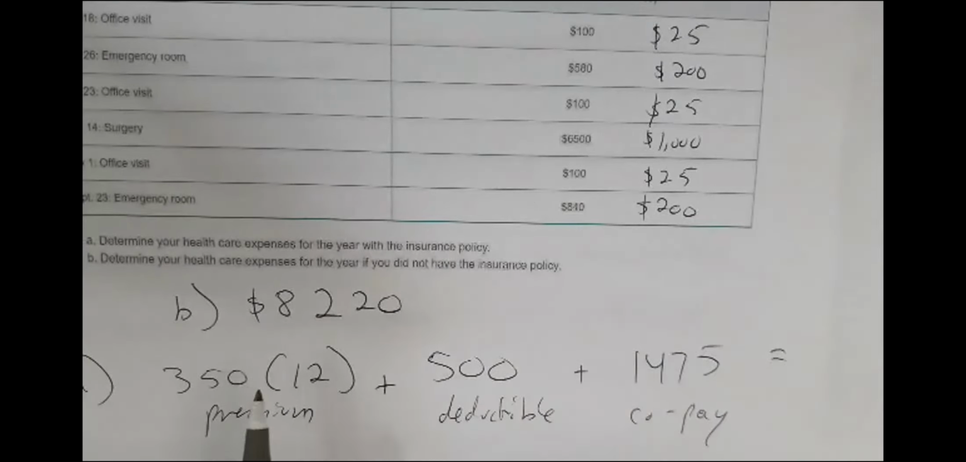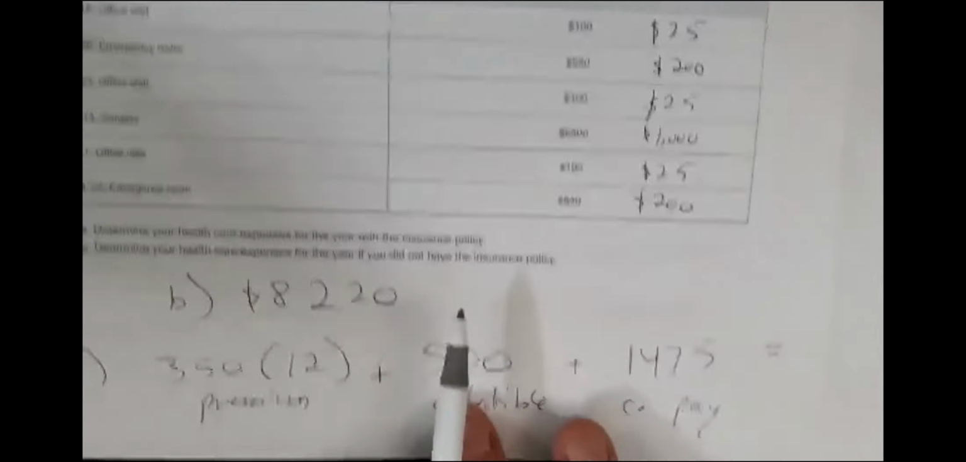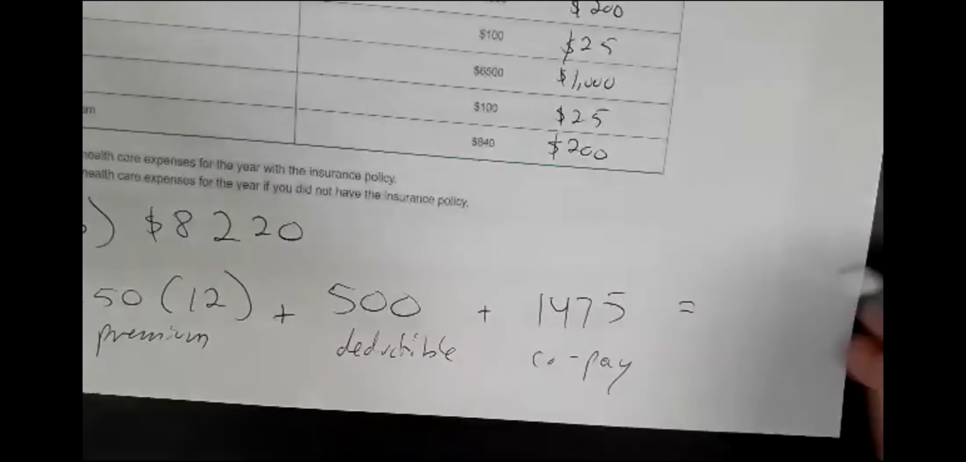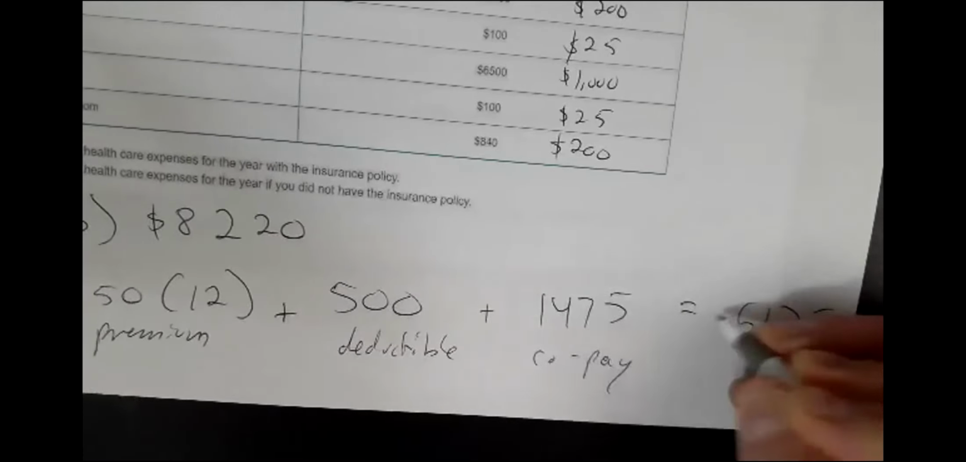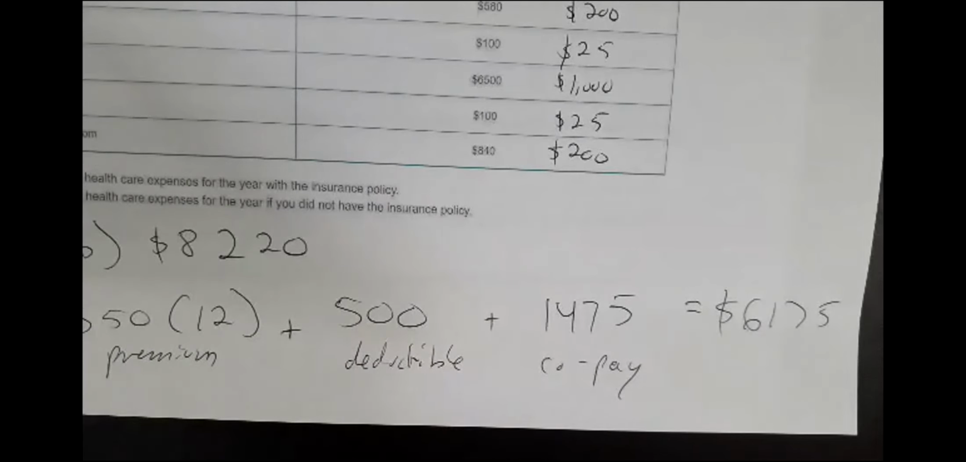And so if I want to add these together, this is what, 4,200 plus 500 plus 1,475. So if I'm adding these three things together, I should multiply these first. I should end up getting 6,175. And so I think insurance is finally paying off in this example. That's what is happening.